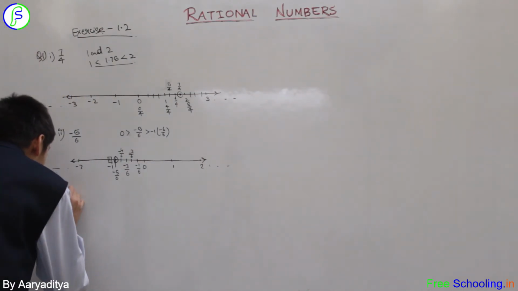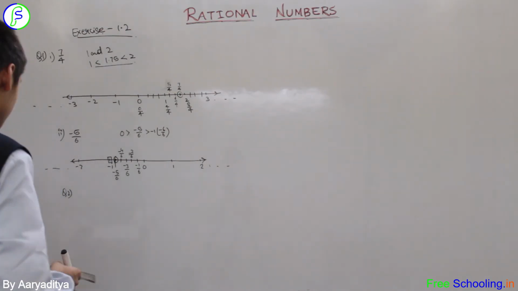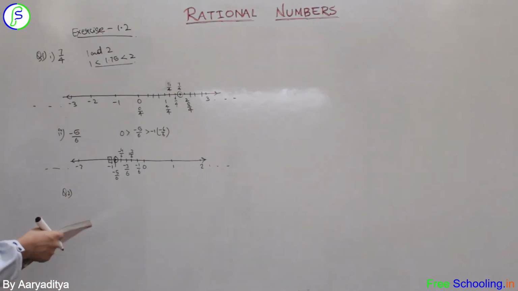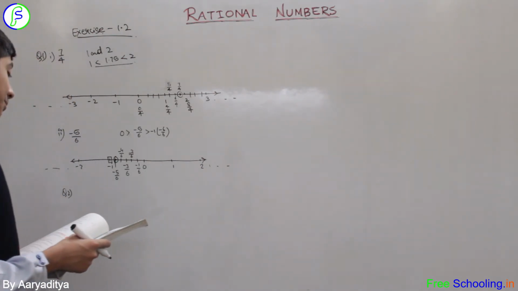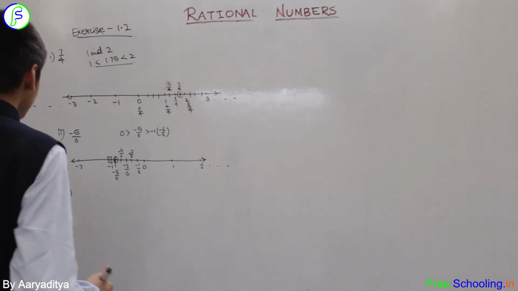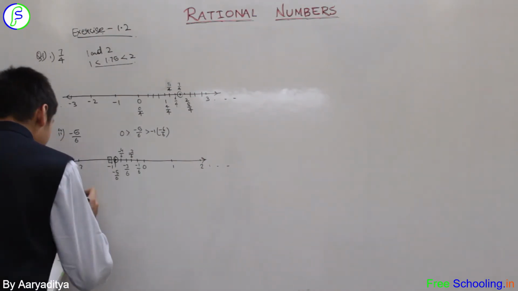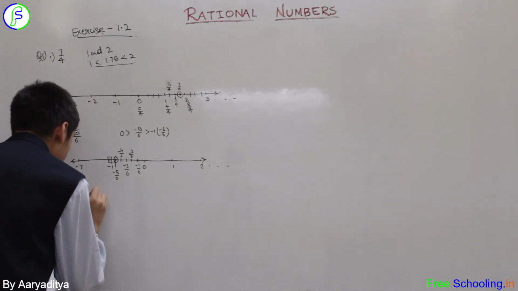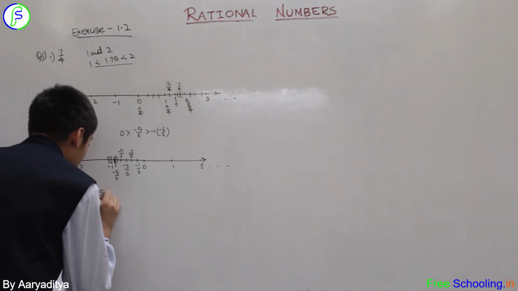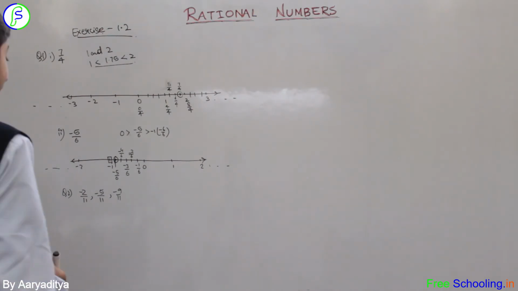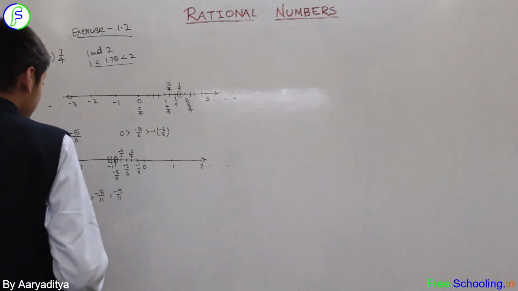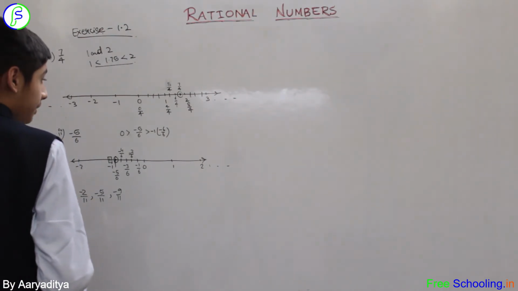That leads us to question number 2. It says represent minus 2 by 11, minus 5 by 11 and minus 9 by 11 on the number line. As you can see, all three numbers are negative numbers, so let me write them: minus 2 by 11, minus 5 by 11 and minus 9 by 11. So I need to make 11 equal divisions first, so the number line might go big.